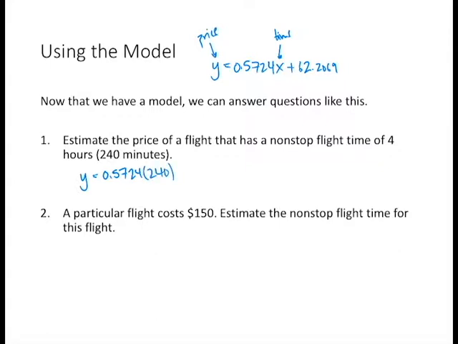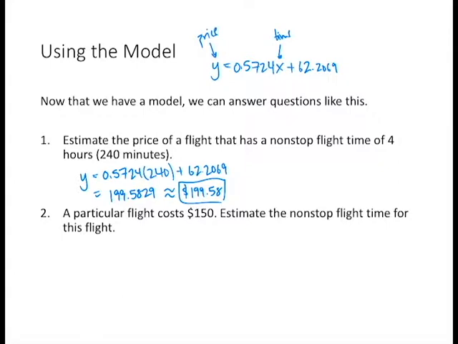So we get y equals 0.5724 times 240, plus 62.2069, and then we throw that in our calculators, and we get 199.5829. Now, y is price. Usually we express price in terms of dollars and cents, so it makes sense to round this to 2 decimal places, so 199.58, $199.58.